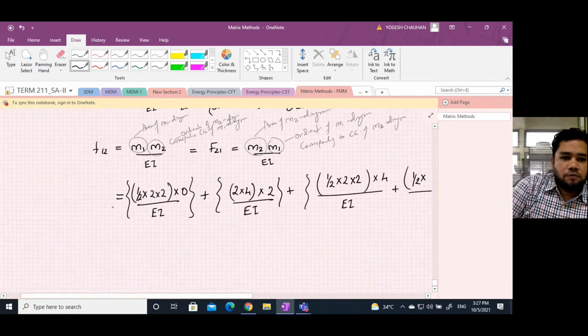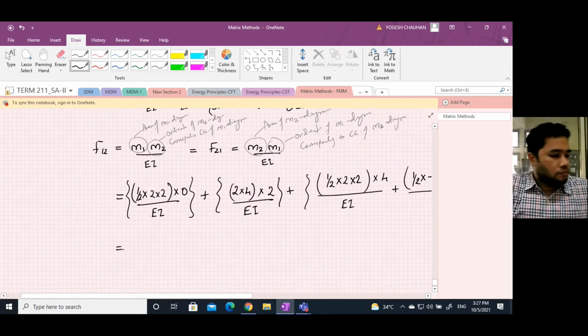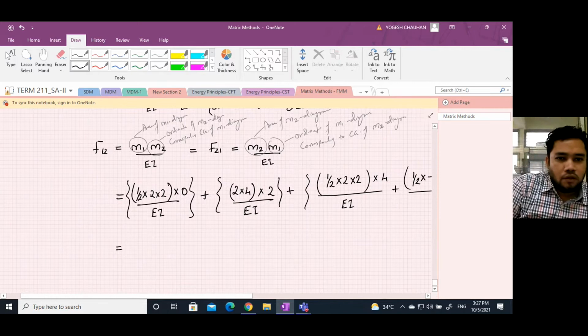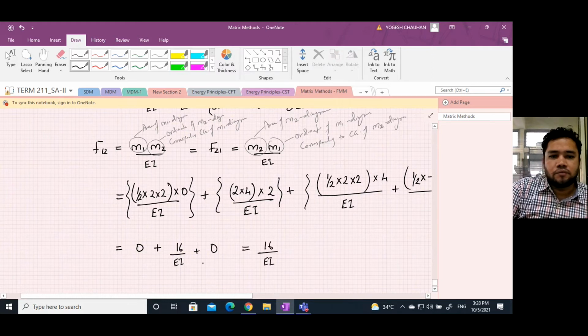Okay, so the second component of flexibility matrix will be equal to 0 for the first part. For the second part, it will be 8 by EI, and for the third part again 0. So total will be, this will be 16 by EI. 16 by EI plus 0. So total will be 16 by EI.